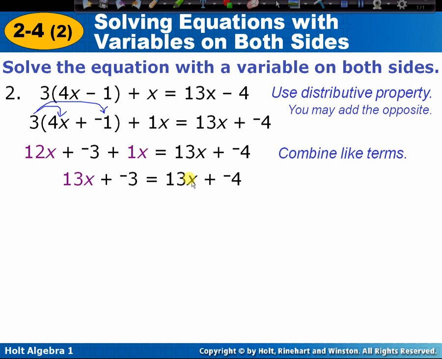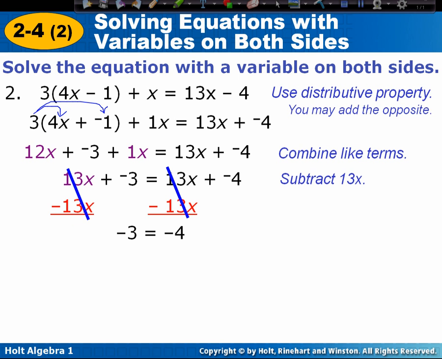Now we look and say, do we have variables on both sides? And we do. We have an x on the left-hand side and an x on the right-hand side. So we're going to move the one from the right to the left. It's a positive 13x, so we're going to subtract 13x from both sides. 13x minus 13x here cancels, and 13x minus 13x here cancels. So we're left with negative 3 equals negative 4.